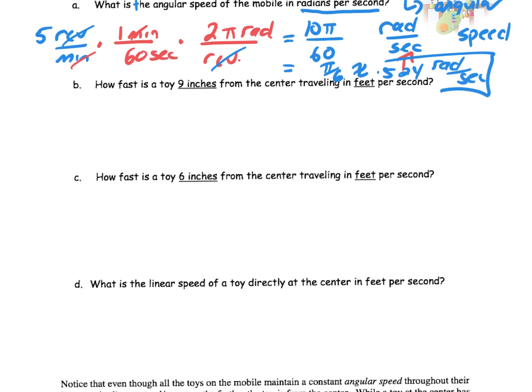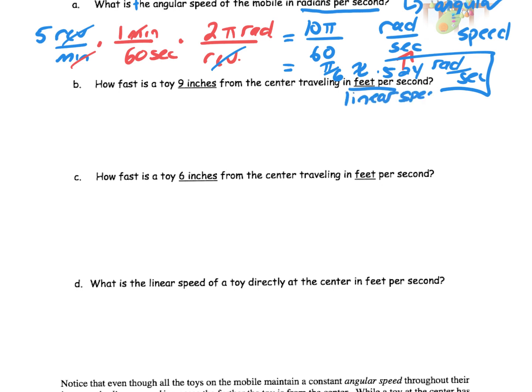Letter B says, how fast is a toy 9 inches from the center traveling in feet per second? So this is a linear speed, right? We're talking about some distance traveled per unit of time rather than an angular measure of rotation. So what we have is some object that's 9 inches from the center of the mobile, and it's traveling around this. Okay, in these problems, what I recommend is we just start with what was given.